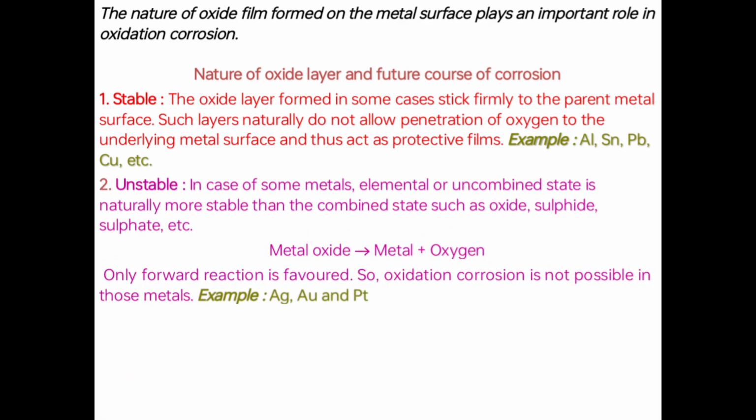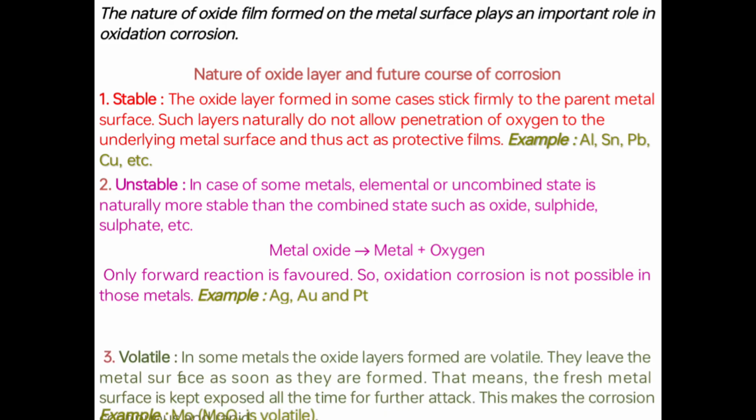Unstable: in the case of some metals, the element or uncombined state is naturally more stable than the combined state, such as oxide, sulfate, etc. Metal oxide reacts to form metal plus oxygen. Only the reverse reaction is favored, so oxidation corrosion is not possible in those metals. Example: silver, gold and platinum.